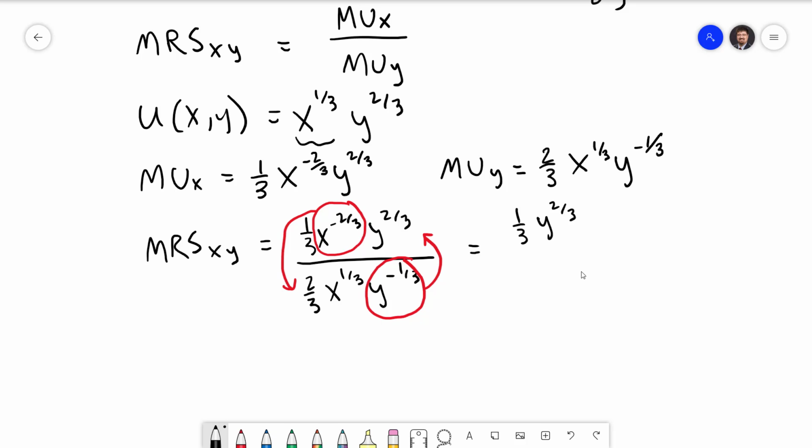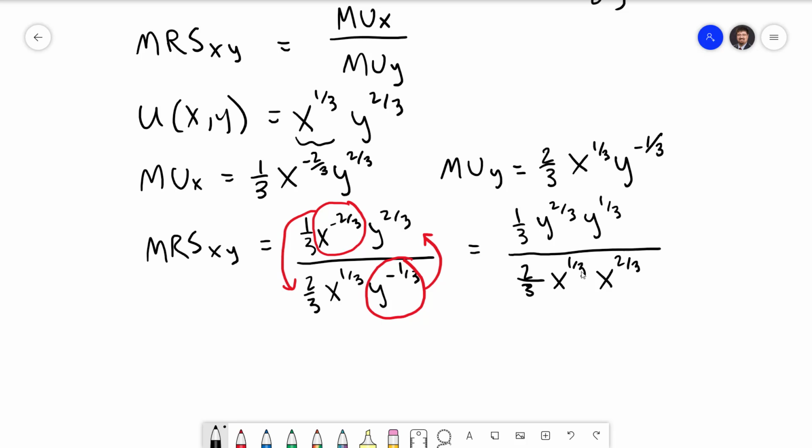That stuff has just stayed the same. Now the y to the negative 1/3 has come up to the top, but just becomes a y to the 1/3. Since we flip the sign, the negative becomes a positive. On the bottom, we have the 2/3 still, the x to the 1/3 from before, but now the x to the 2/3 has dropped down to the bottom and we've flipped the sign, so that becomes a positive 2/3.